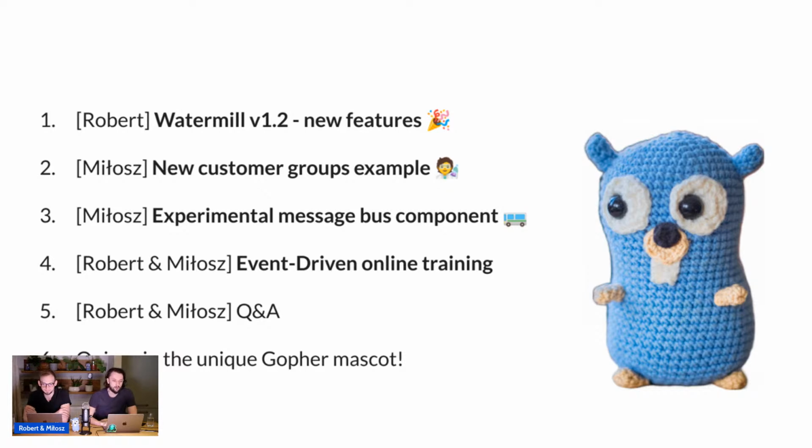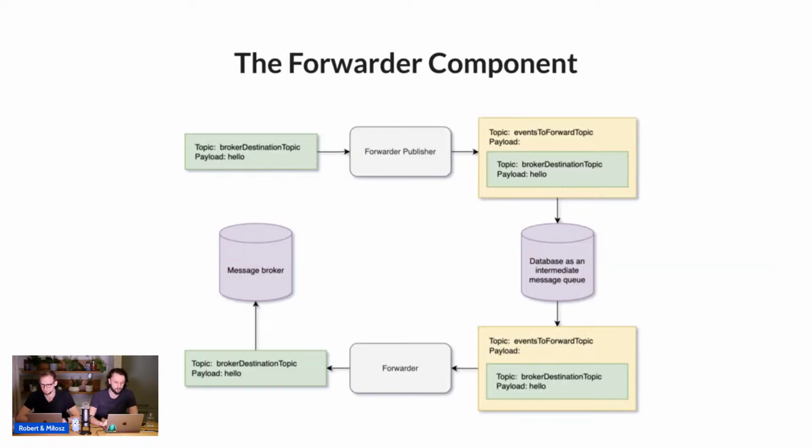So, Watermill 1.2 new features. It took us a bit of time to release this version of Watermill, but I think that in the end we gathered some nice features that we were already using in production earlier. And after testing them for a longer time, you can also use them and be pretty sure that they are working properly. The first feature, which I think is pretty commonly needed, is an event forwarder component.